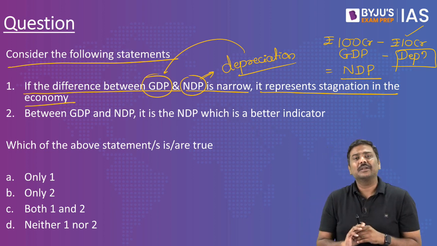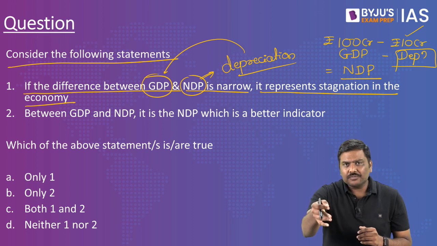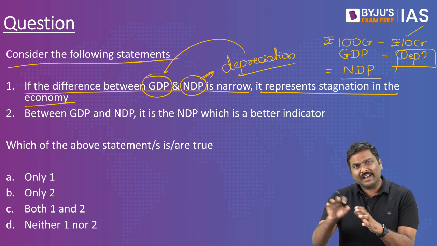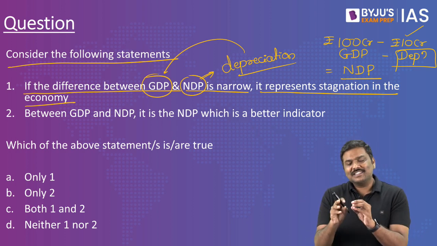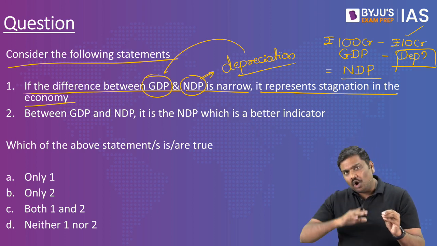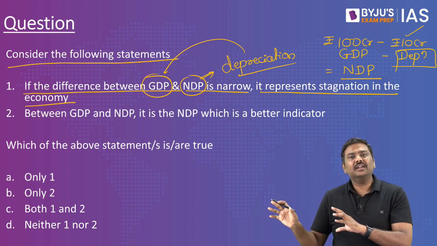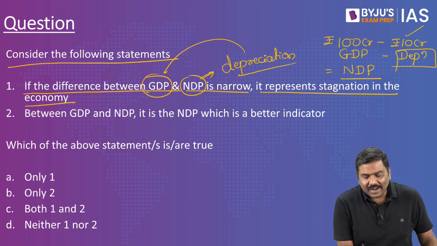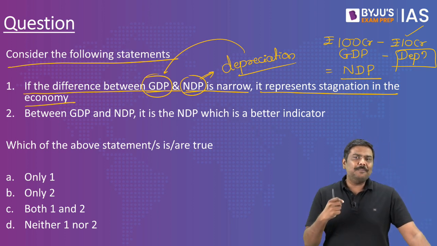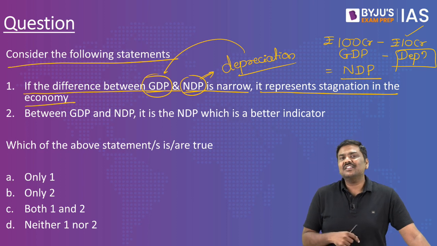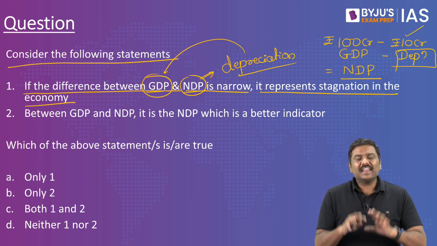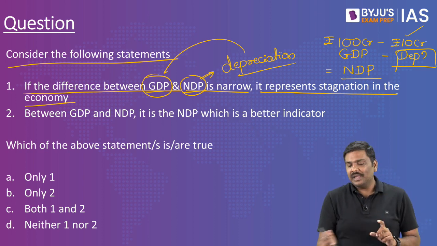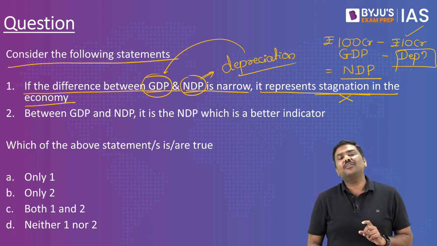So the expenditure incurred by a company to replace machinery is, in simple terms, called depreciation. I know that those of you who have an economics degree will not agree with my definition. But this is the simplest definition, though not technically very accurate, required for UPSC. Now what is the importance here? I am saying that if the gap between GDP and NDP is narrow, it represents stagnation in the economy. The basic idea is, whenever the gap between GDP and NDP is narrow, it is good for the economy. It doesn't represent stagnation.